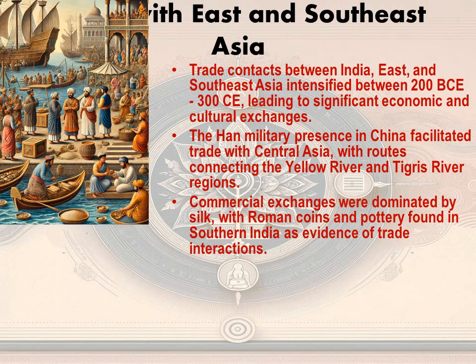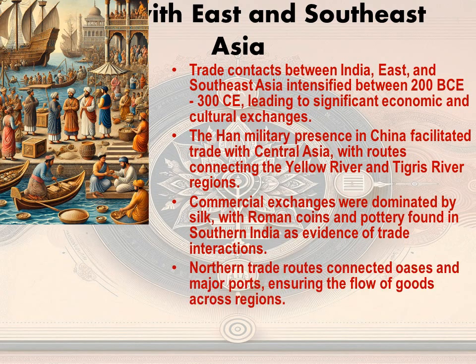Commercial exchanges were dominated by silk, with Roman coins and pottery found in southern India as evidence of trade interactions. So, commercial exchanges were mainly dominated by silk. Silk was the main commodity of trade, and it was traded with the help of Roman coins and pottery. And these coins and pottery have been found in southern India, and they act as evidence of trade interactions.